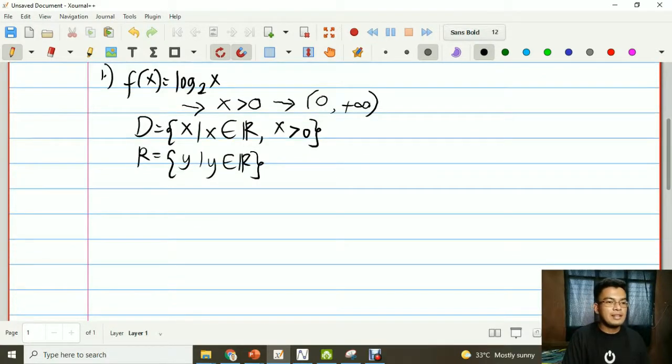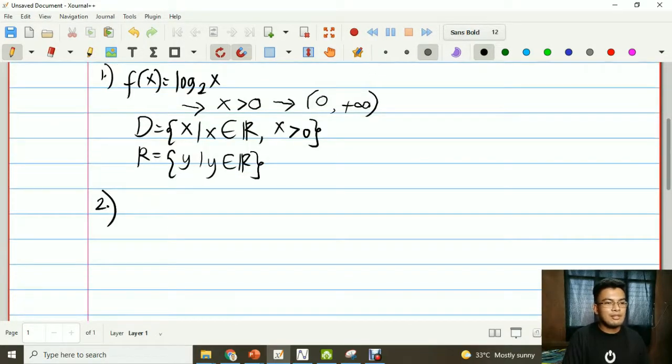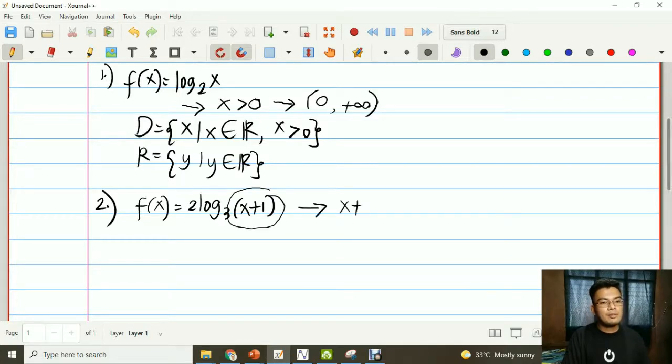So for the second item, we have 2 times log base 3 of x plus 1. So we have f of x is equal to 2 times log base 3 of x plus 1. So i-consider natin yung part na to. This will become x plus 1 is greater than 0. So transposing positive 1 to the right, it will become x is greater than negative 1.